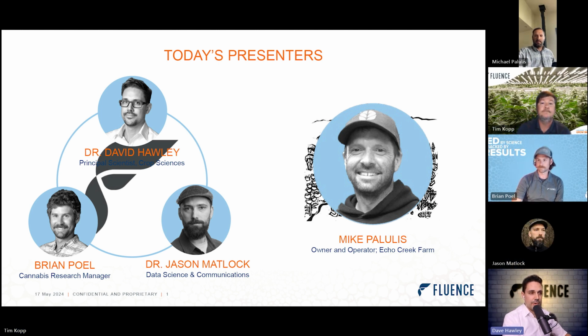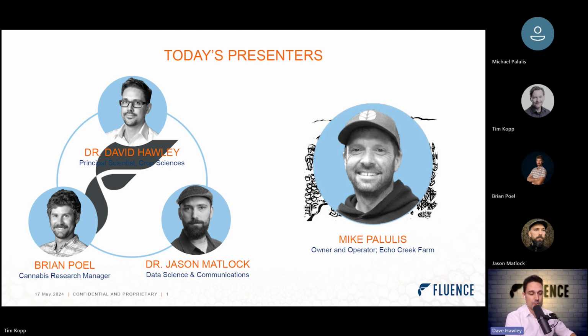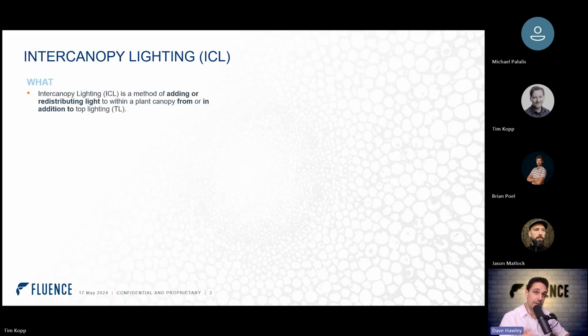So hi everyone and welcome. I'm going to start really simple and I'm going to move it on to Jason and Brian really quick to tell you all about the research we've done, but let me lay the groundwork first. So intercanopy lighting, very simply, what is it? It's the idea of introducing light down into a plant canopy, and that can be thought of as maybe redistributing some of your top light energy from the top of the canopy down in the canopy, or it can be thought of as adding light down into the canopy.